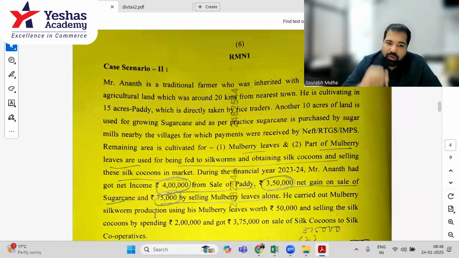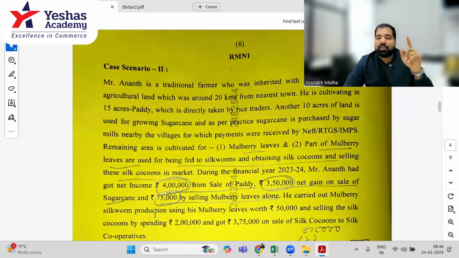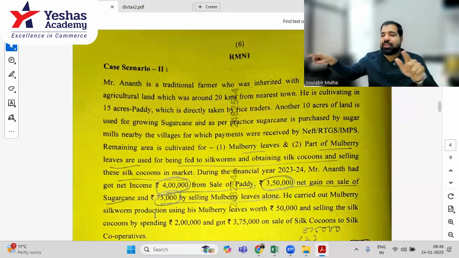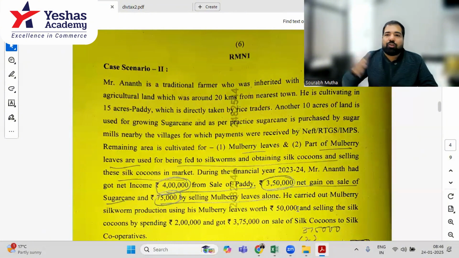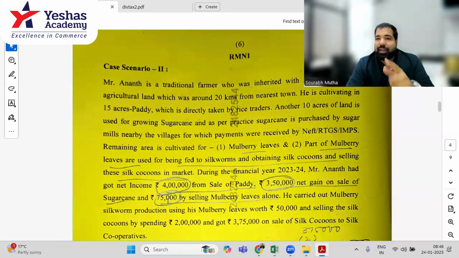So he's doing some business also using his own mulberry leaves worth 50,000. Now, guys, if you remember, this is rule 7, that if you're transferring something from agriculture to your business, it should happen at market value. The market value is 50,000. Should it be added to agriculture? Yes, because you're selling it to your business. So 4 lakh plus 3 lakh 50, 7 lakh 50 plus 75,000, 8 lakh 25,000 plus 50,000, 8 lakh 75,000 is your agriculture income. Now that this is done, now let's look at the business part.